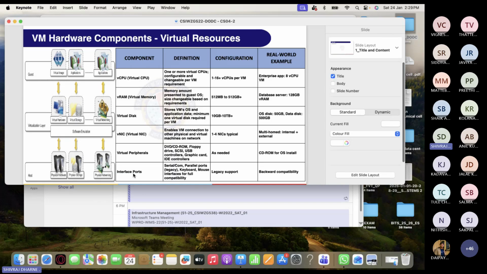So an IDE controller is a hardware interface used to connect storage devices like hard disk, CD, DVD drives to a computer's motherboard. This controller is built into the drive itself sometimes, right? That is why it is called integrated drive electronics. So IDE, integrated drive electronics. So what devices use IDE? Hard disk drives, CD-ROMs, DVDs, or any older storage devices.